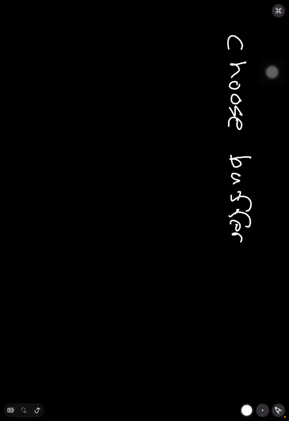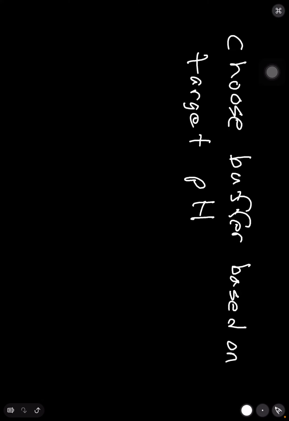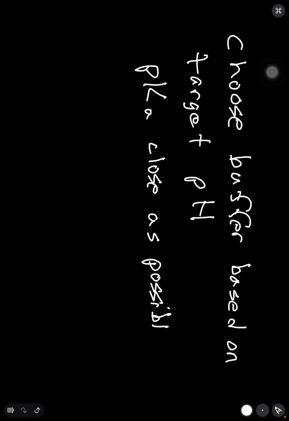So you want to choose your buffer based on your target pH. In essence, you want the pKa to be as close as possible to the target pH.